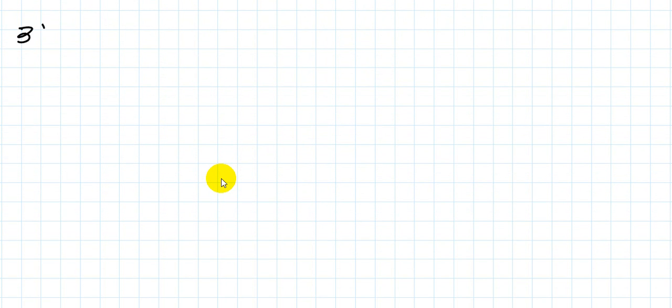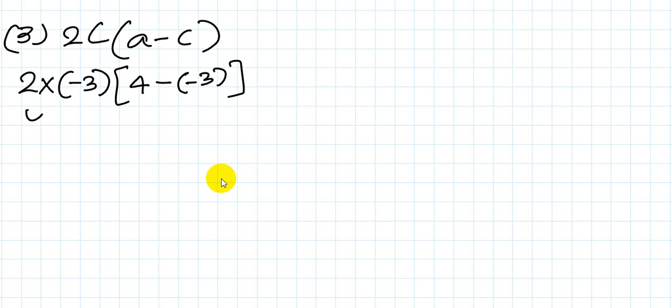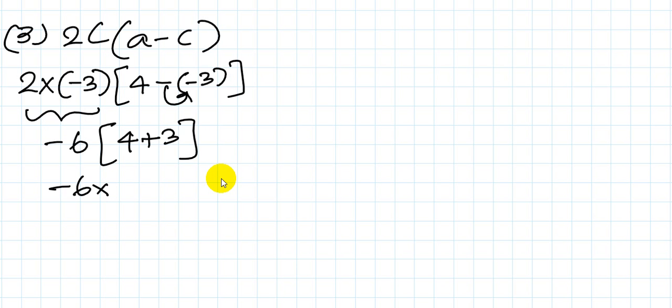And the third question is 2c times (a minus c). So 2c, c equals -3. So 2 multiplied by -3 within brackets, a is again 4 minus c is again -3. So here I get -6, and within bracket 4 minus into minus is plus. 4 plus 3 equals 7. 6 multiplied by 7 is 42.